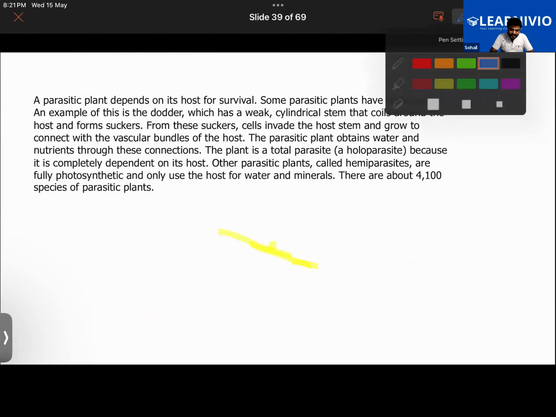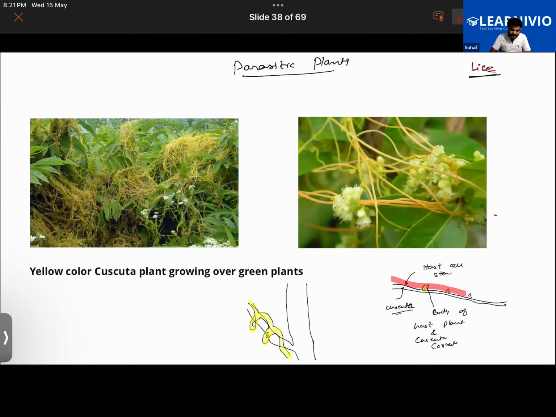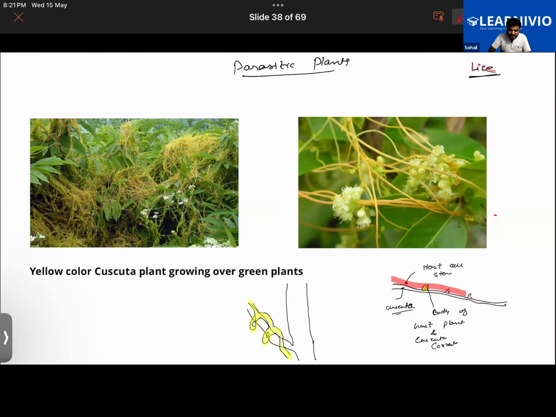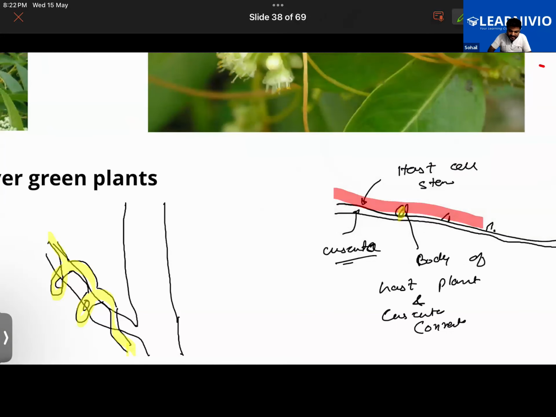So a parasitic plant will depend on its host for survival. Some parasitic plants have no leaves. For example, you have this one. It does not have any leaves. Another name for this cuscuta plant is dodder plant also. It has got weak cylindrical stems that coil around the host and form suckers. As I was telling you moments ago, there would be special structures on the body of the cuscuta plant. This is what I was talking about.